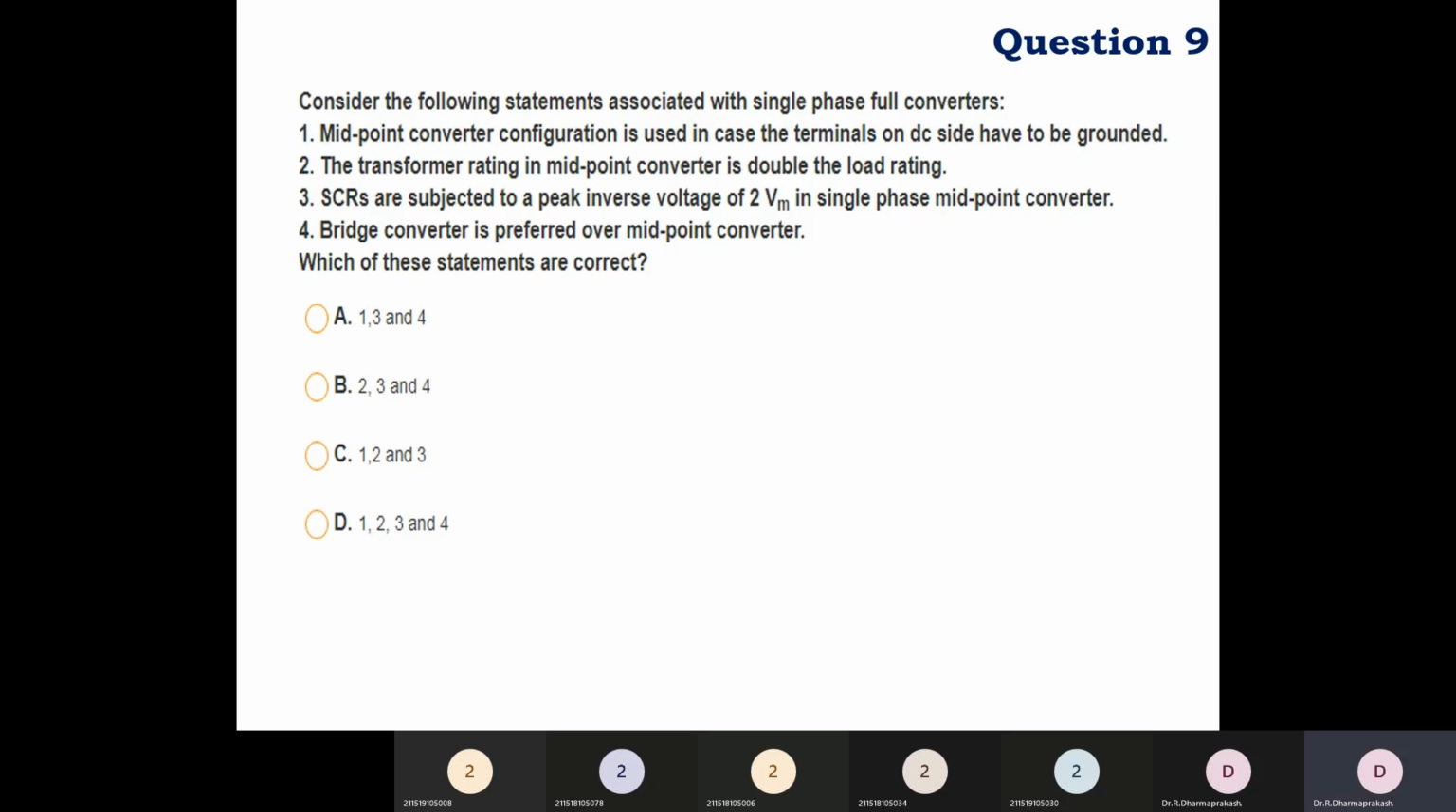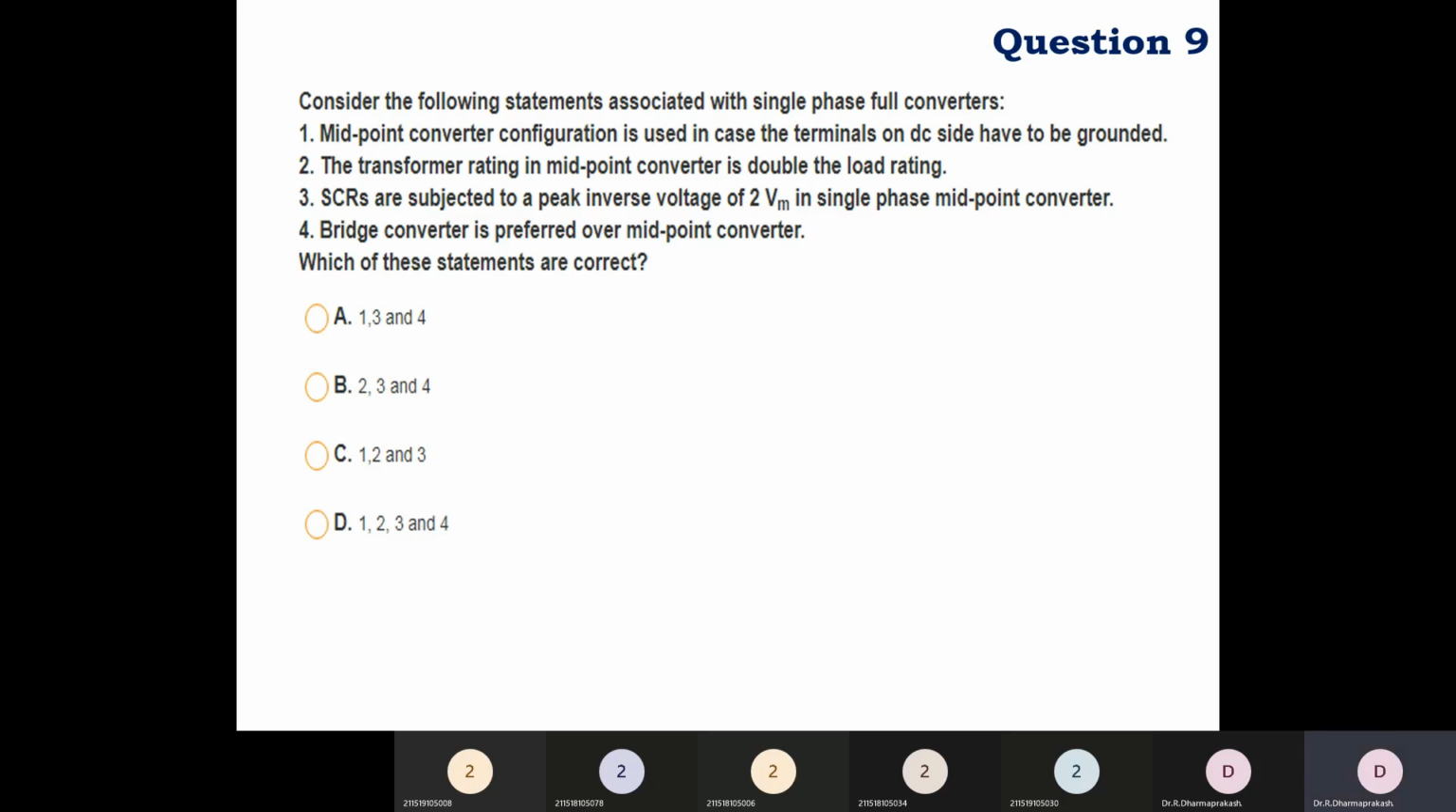Consider the following statements associated with single phase midpoint converter. First, the configuration is used in case the terminals on the DC side have to be grounded. Second, the transformer rating in a midpoint converter is double the load rating. Third, the SCRs are subjected to a peak inverse voltage of 2 Vm in a single phase midpoint converter. Fourth, which converter is preferred for midpoint converter? Which of these statements are correct?